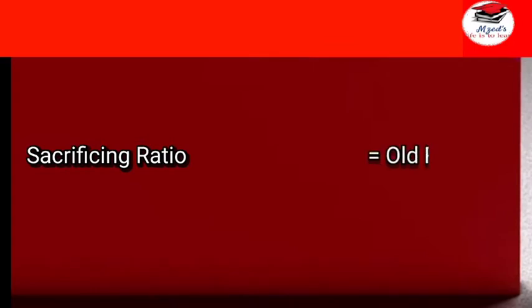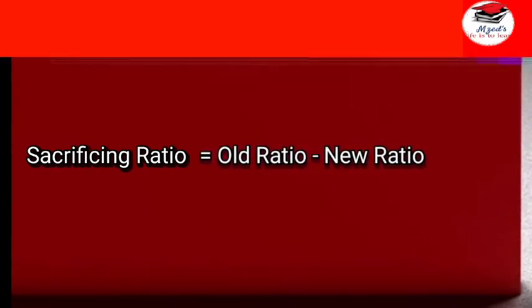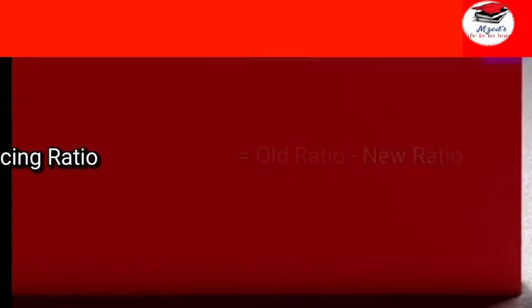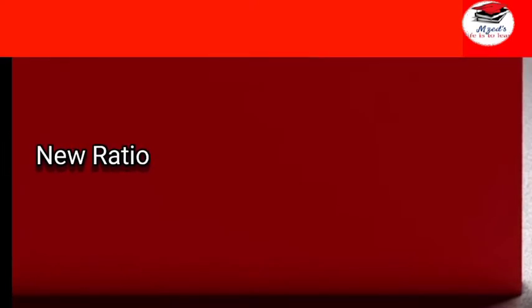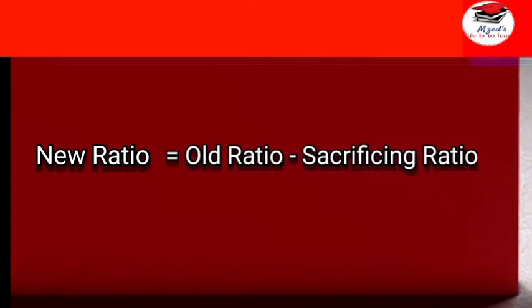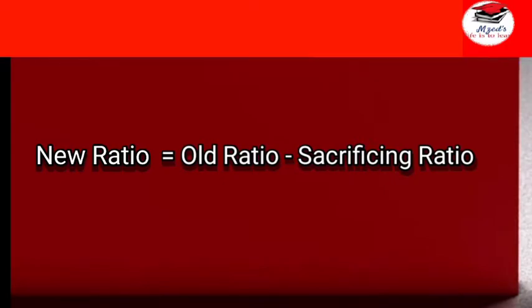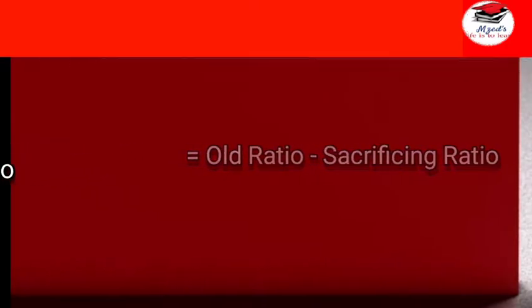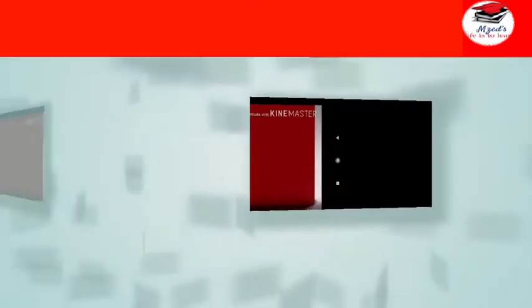So gaining ratio will be new ratio minus old ratio, and sacrificing ratio will be old ratio minus new ratio. Next, the new ratio comes from old ratio minus sacrificing ratio. If it is the gaining ratio, then it will be added to the old ratio.